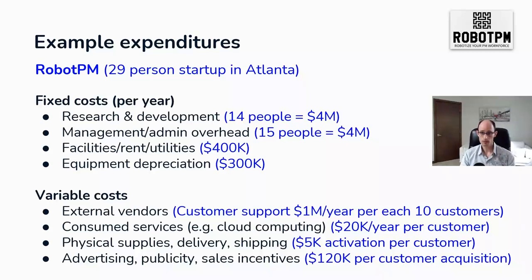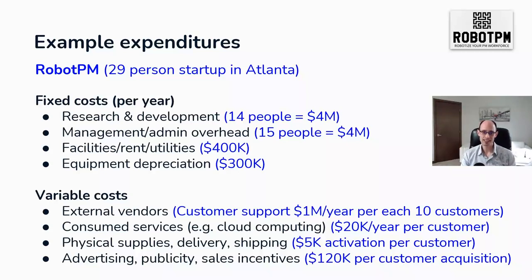Robot PM uses a public cloud provider for hosting their SaaS platform, and that costs them about $20,000 per year for every customer. They're going to want to make sure that the way they price their product fully captures this variable cost, as well as any other variable cost.